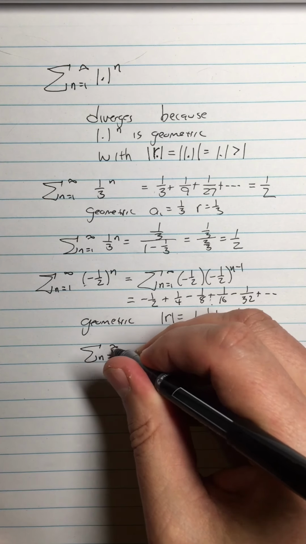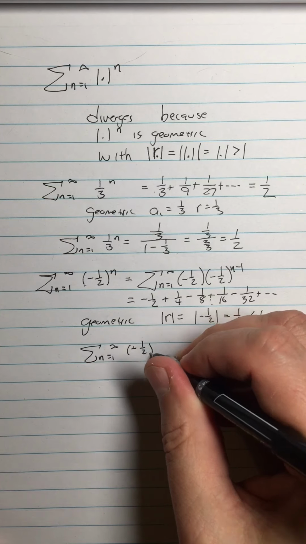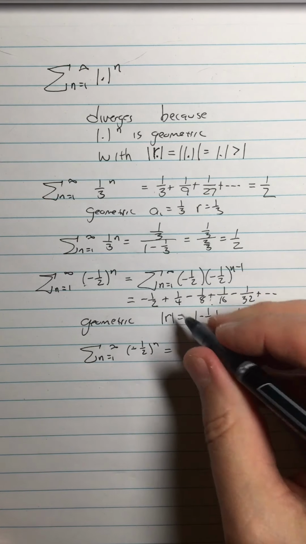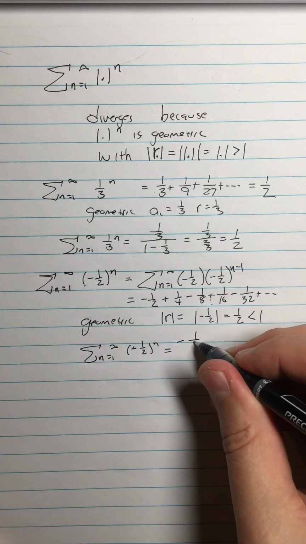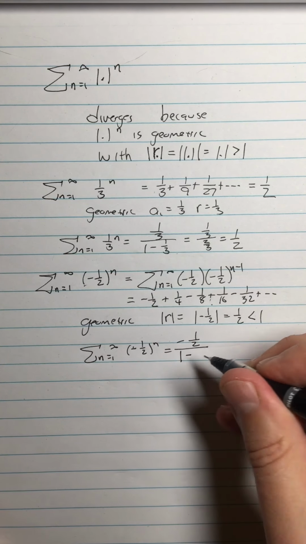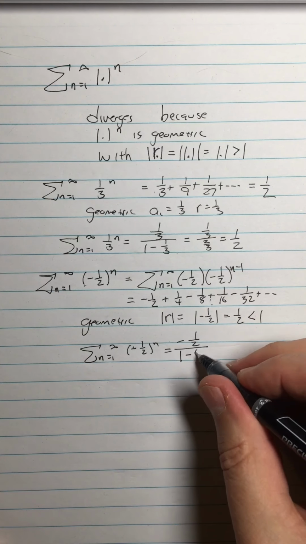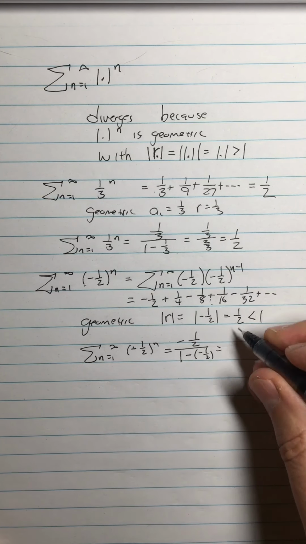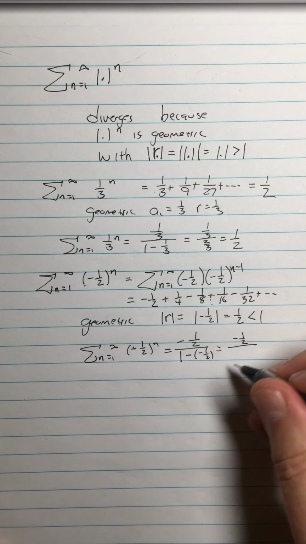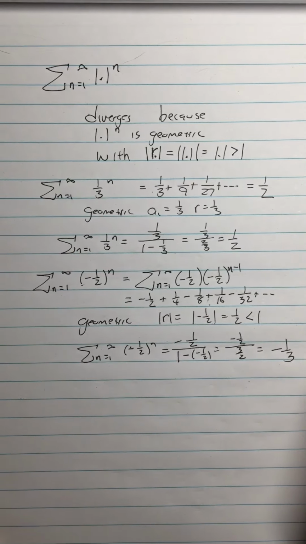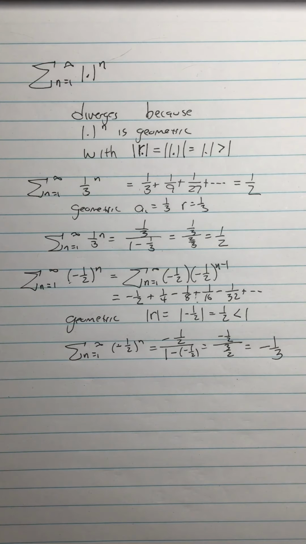Sum from n equals 1 to infinity of negative 1/2 to the nth power equals our a sub 1, which is negative 1/2. I can get that here or here. Negative 1/2 over 1 minus my r. Well, I can see that I'm multiplying by negative 1/2, I can pick it from here, whatever you like. So I get negative 1/2 over 3/2. So this equals negative 1/3. So these infinitely many fractions add up to a negative.